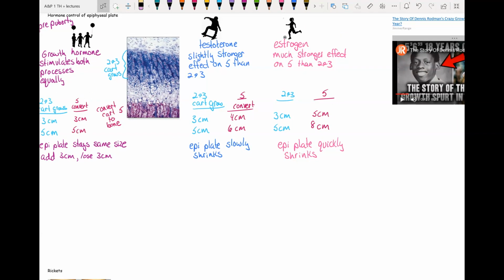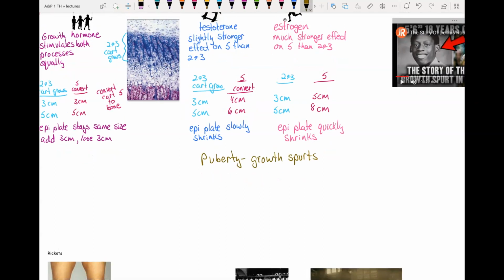So if we look at what's going on during puberty, you get growth spurts, but with those growth spurts, you lose epiphyseal plate. Eventually, you run out of epiphyseal plate. And once that happens, you can't get any taller. You now have an epiphyseal line, which is just a little scar where your epiphyseal plate used to be.